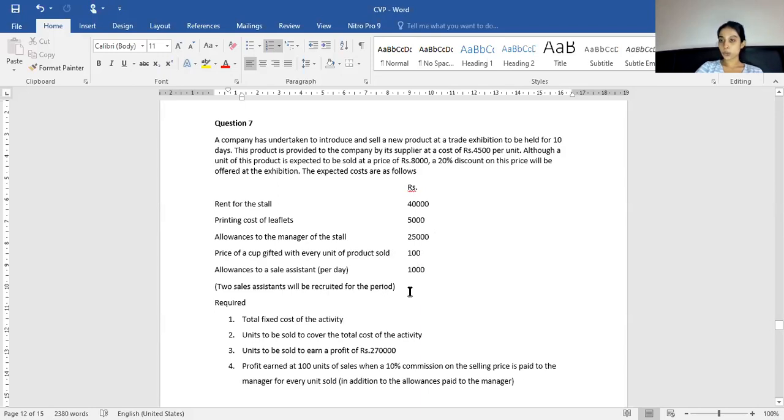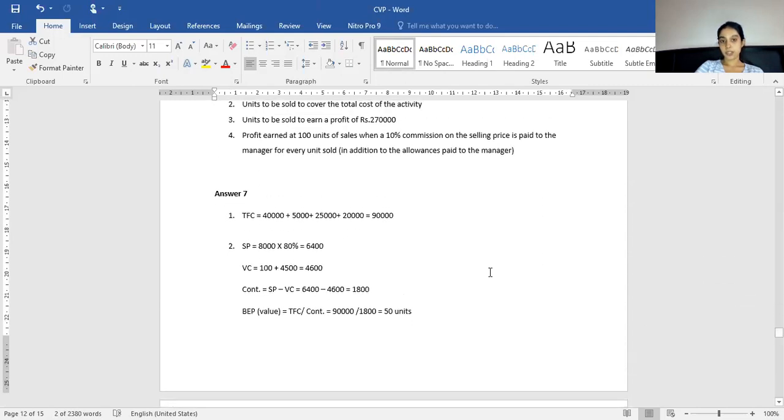So what will be the total cost associated with the sales assistants? 1,000 per single sales assistant, that into number of sales assistants, 2, and that into, this is the per day charge, so number of days, 10 days. So 1,000 into 2 into 10 will be the total allowances to the sales assistants. Then you will be ending up with 90,000 as the total fixed cost.